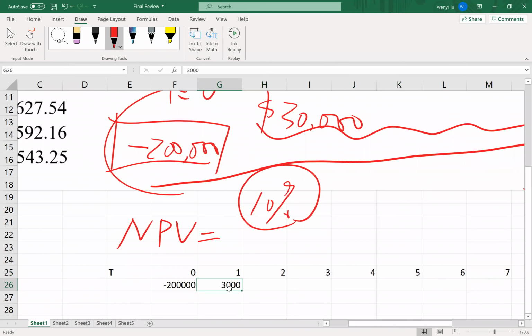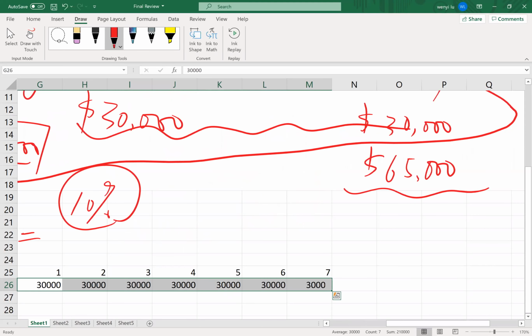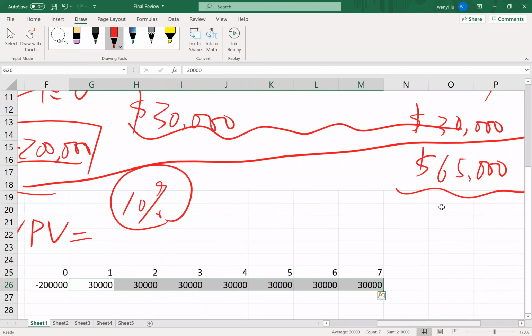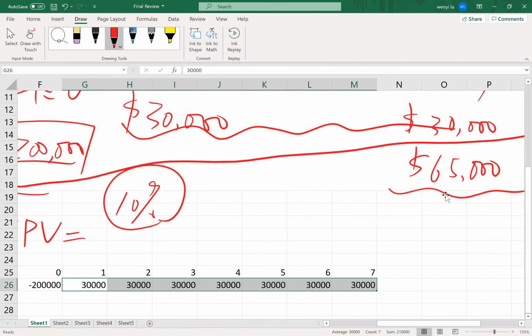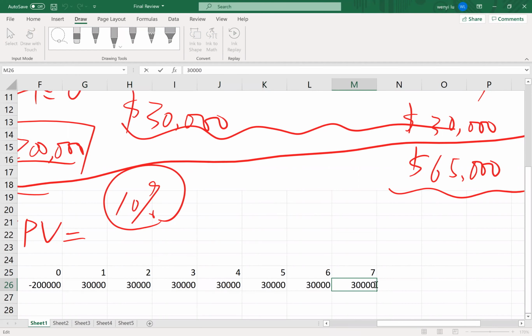And all the cash flows are $30,000, right? And only in the last year, you will also realize the after-tax salvage value. So this one should also be added to the salvage value, so 65,000.